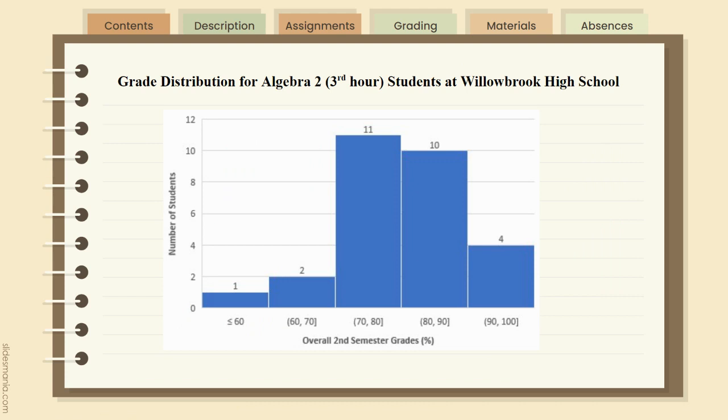So what you see on screen now is a grade distribution for my third hour Algebra 2 students at Willowbrook. Now, I have 28 students in this Algebra 2 class. This is a junior level class, and you can see on the chart that 25 of those 28 students are earning an A, B, or C in the 70, 80, or 90% range.